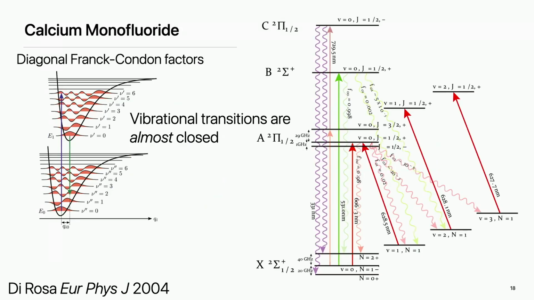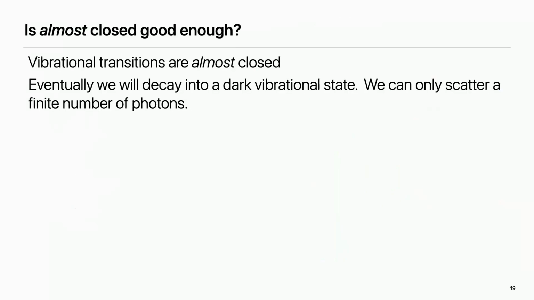You basically want these diagonal Franck-Condon factors so that you can cycle as many photons as possible, right? This was pointed out in the early 2000s by Di Rosa. And the question then is, well, is almost closed actually good enough to do something? Because with these decays, eventually you'll decay into some dark vibrational state, which you aren't addressing, and now you've lost your molecule. You can't do anything with it.